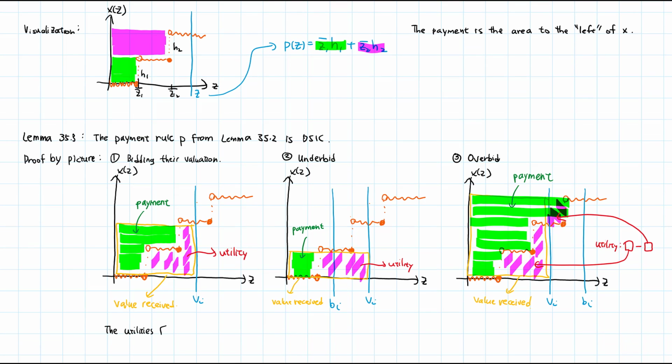So the utilities for 2 and 3 are at most the utility of 1. And the utility of 1 is non-negative. Therefore, our payment rule is DSIC, and that completes our sketch proof. So that completes our proof of Myerson's lemma for piecewise constant allocation rules. We will apply this result to the two auctions we have seen so far in the next lecture.